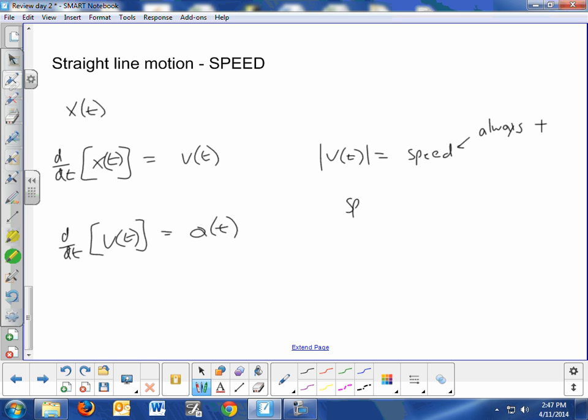If we're asked when is speed increasing, that's when your velocity and your acceleration have the same sign. If I'm going in the positive direction and I'm accelerating in the positive direction, I'm speeding up. The same if I'm going in the negative direction to the left. If I have a negative acceleration, I'm speeding up to the left. Okay, if speed is decreasing, opposite signs.